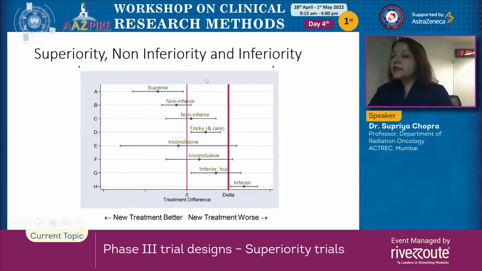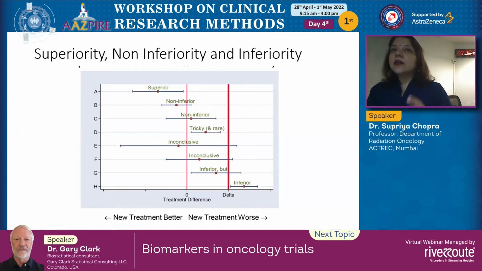So once you do statistical analysis, anything that comes between this light red line and this dark red line is non-inferior, right? But if any intervention goes beyond the dark red line, then it is inferior. So there is statistical terminology, and that is how we determine intervention effect. So intervention A is clearly superior.